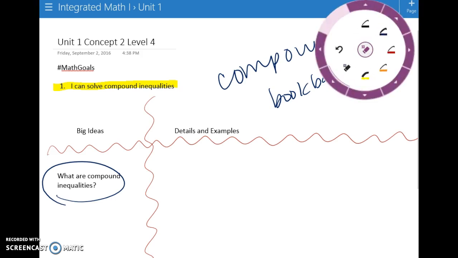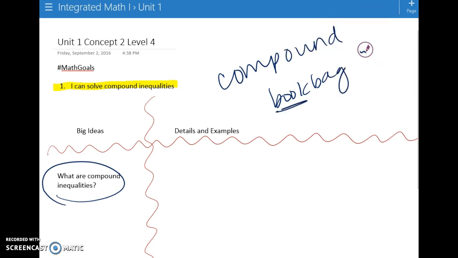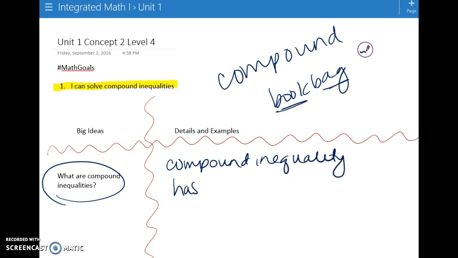But anyway, like book bag, you see how there are two words being combined into one word. So let's keep that in mind when we talk about compound inequalities. A compound inequality has two requirements, or two restrictions, on a quantity.